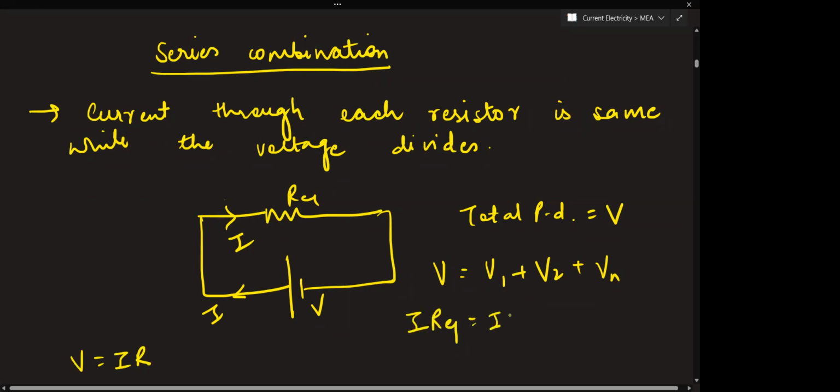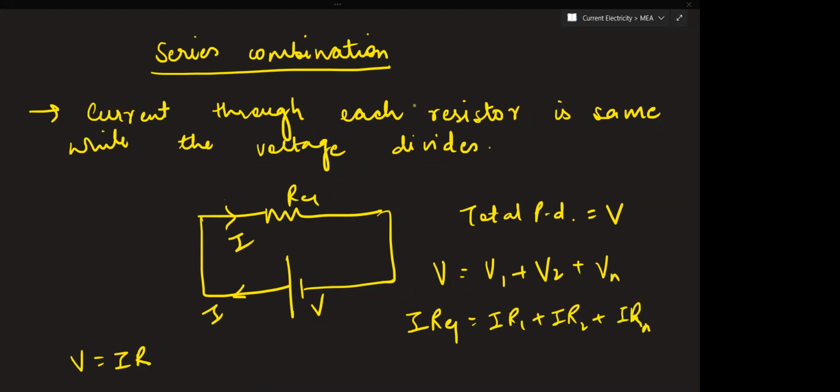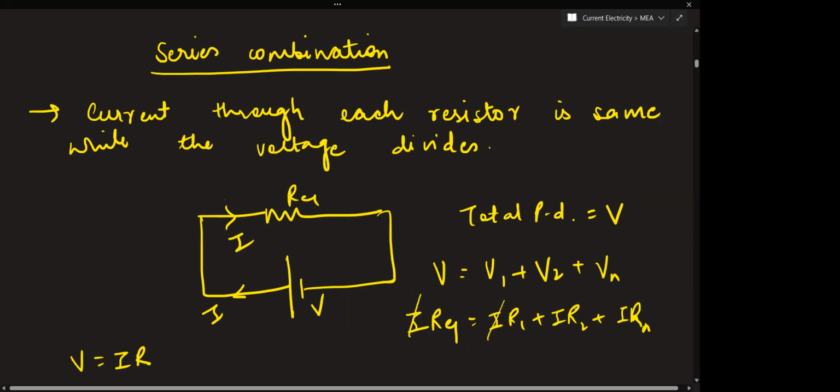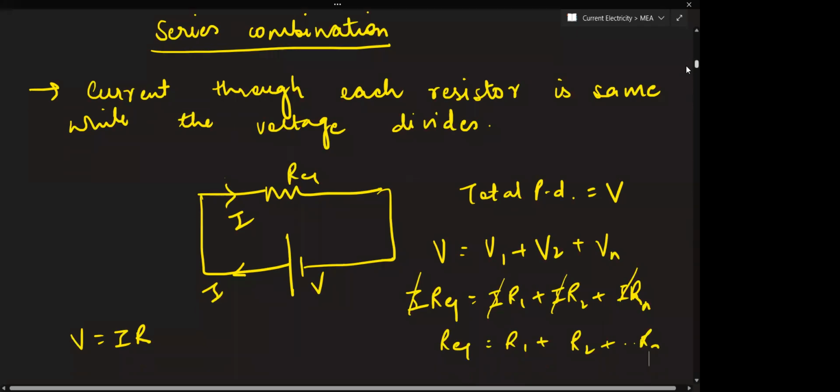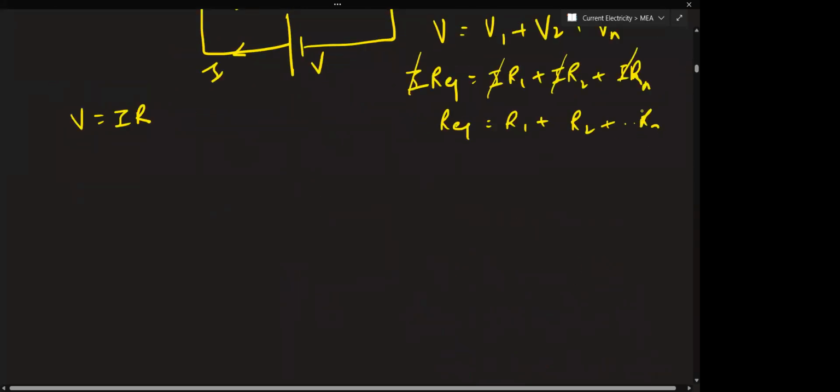V1 can be written as I R1. V2 can be written as I R2. Vn can be written as I remains the same, I Rn. See, current will get cancelled from all of them. R equivalent will be what? R1 plus R2 up till Rn. So in case of series combination, you just directly have to add all the resistances. While in case of capacitors, we had seen the potential remained the same.